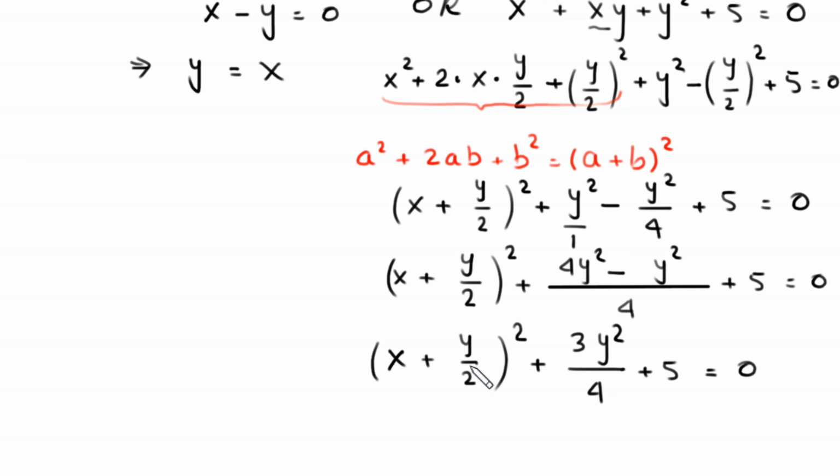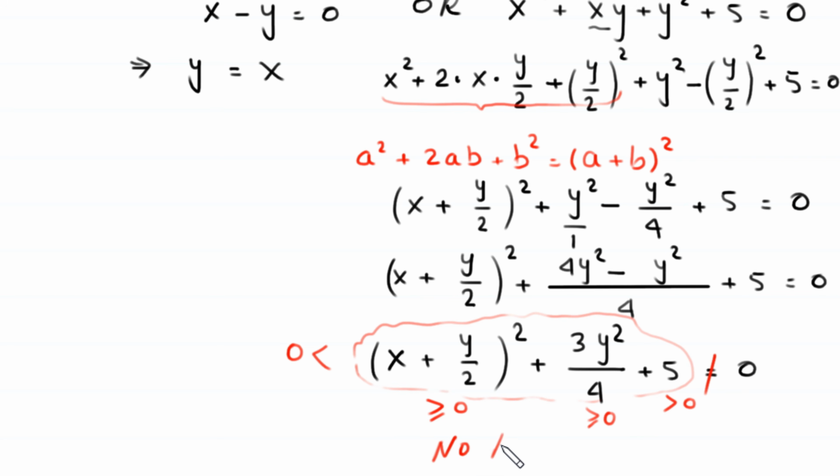Now this (x plus y over 2) whole squared is always greater than or equal to 0, and this 3y squared over 4 is always greater than or equal to 0, and this 5 is greater than 0. It means that this whole left hand side is always greater than 0. This cannot be equal to 0, which means that no real solutions can be found from this. So we accept only this case of y is equal to x.